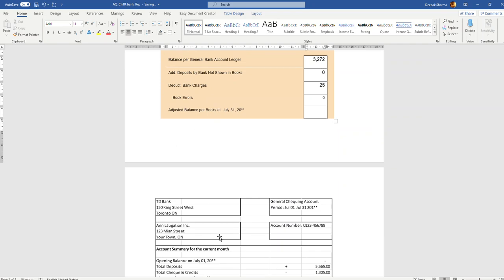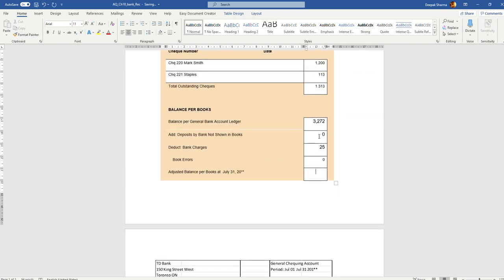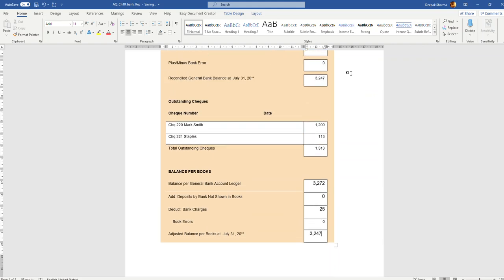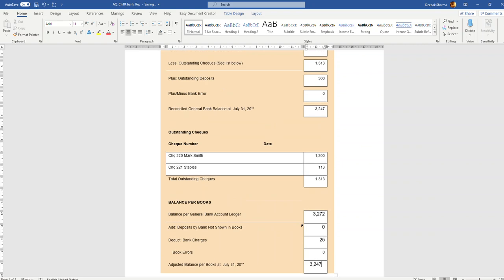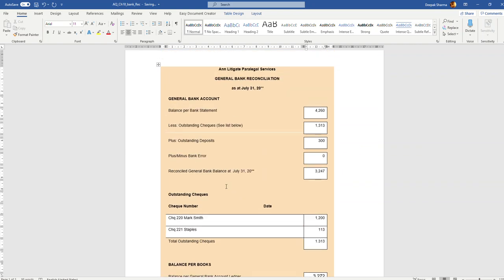Now once all the columns are completed, what are we going to do? We're going to add and subtract. So 3,272, I'm going to use my calculator, 3,272 minus 25 equals $3,247. Now that's my balance. And see this, it doesn't matter which way you start, you will end up with the same balance on both sides. Once you finish, that's your bank reconciliation for the general bank account.